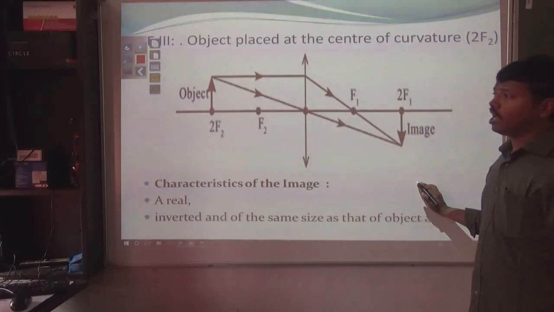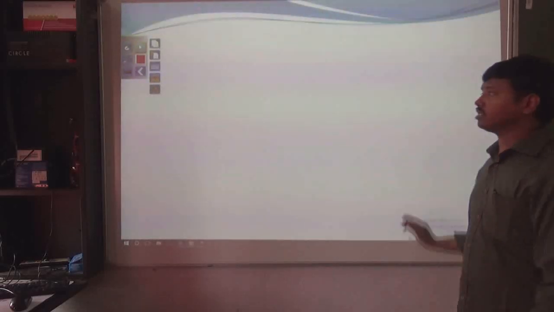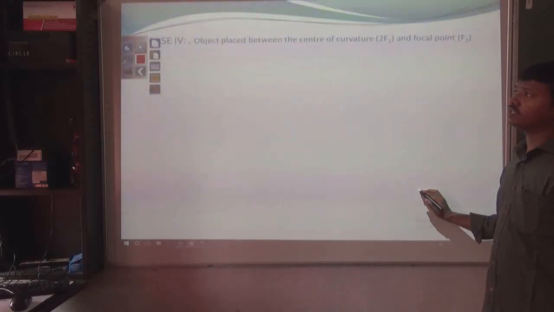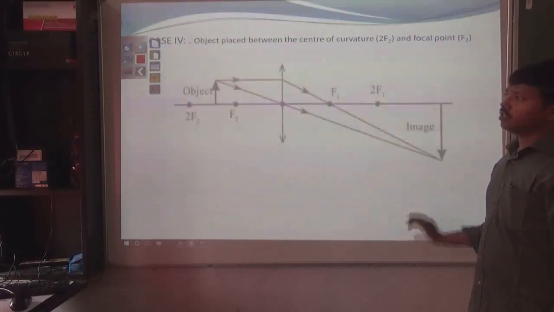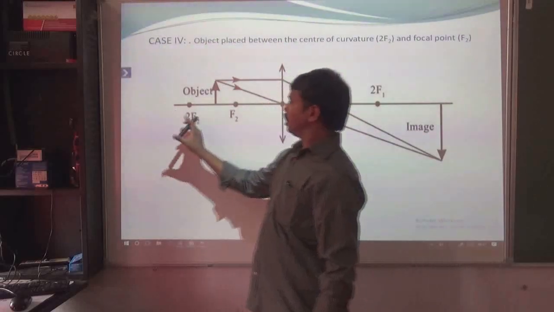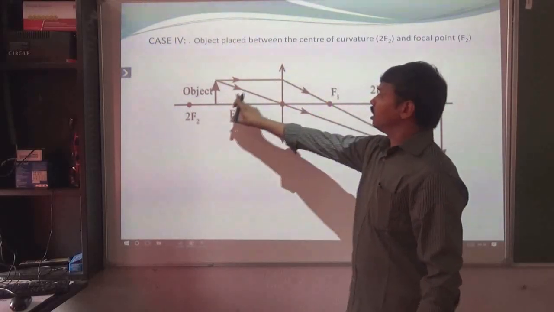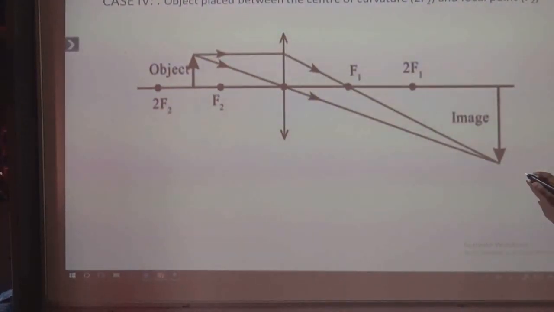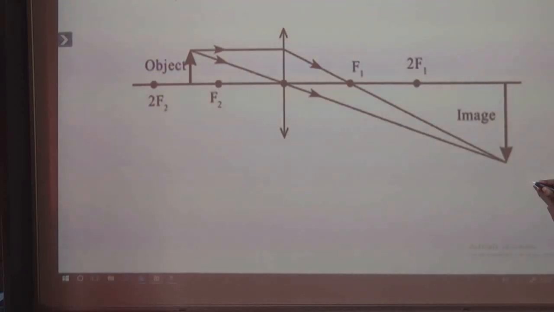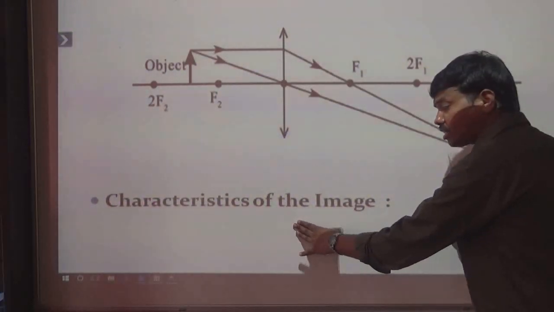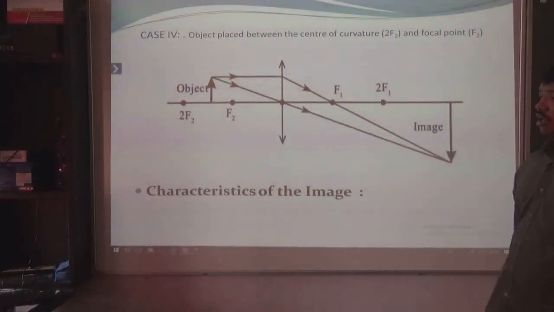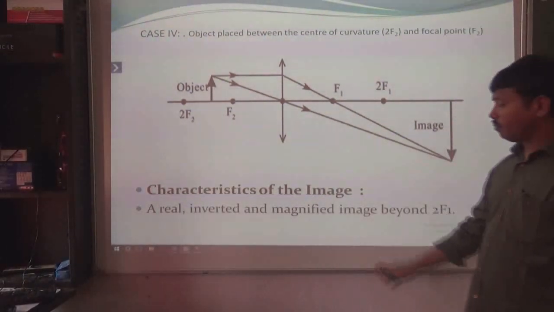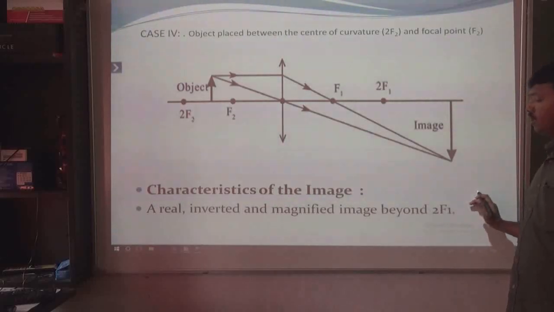Now case 4, the object between the center of curvature and focus. Here the 2 light rays intersect, and it is an enlarged image. A real, inverted and magnified image is formed beyond the center of curvature after the lens. Must and should write the characteristics of the image: real, inverted and magnified image beyond F1.